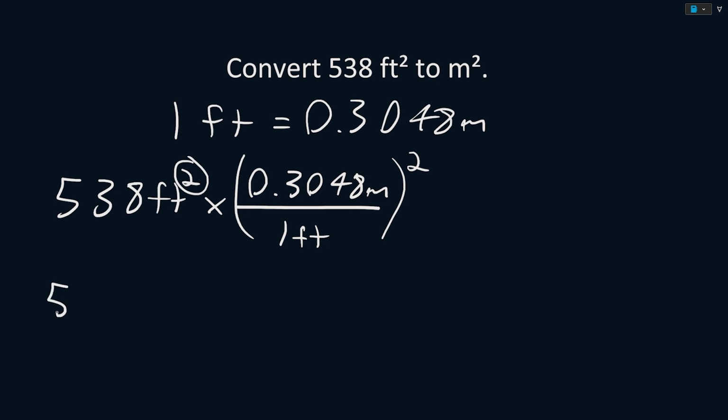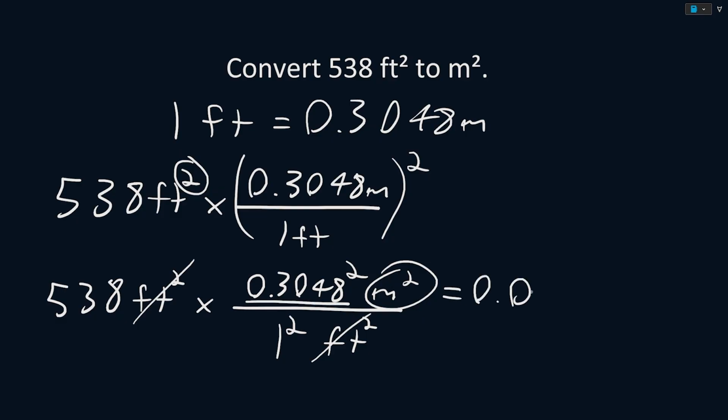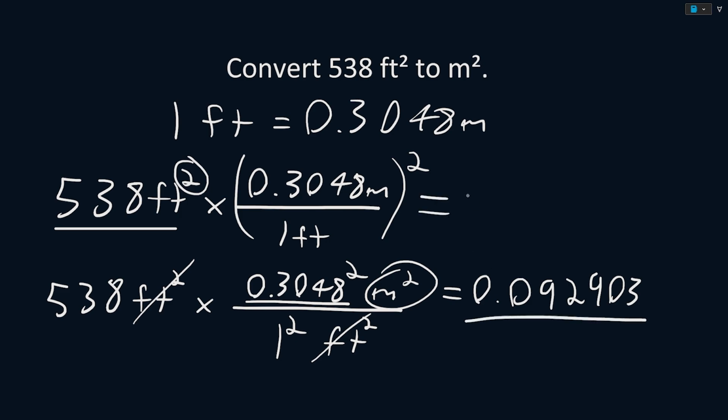This is equivalent to saying 538 squared feet times 0.3048 squared meters over 1 squared foot. Multiplying through this, we get that the squared feet cancel to leave us with squared meters. And 0.3048 squared is equivalent to 0.092903. So to solve this, we multiply 538 by 0.092903. This gives us that 538 squared feet is approximately 49.98 squared meters.